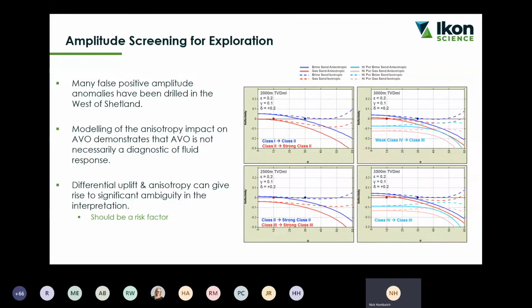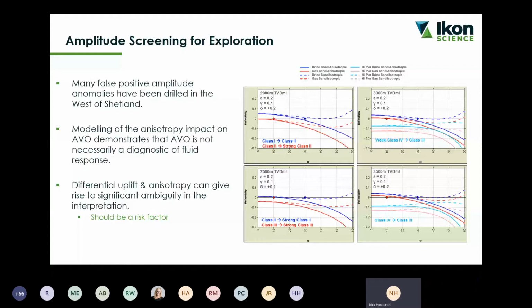So there's already, without even changing depth very much, a risk that an anisotropic shale over a brine sand will start to look more like an isotropic shale over a gas sand. So that's the kind of first obvious gotcha or pitfall.